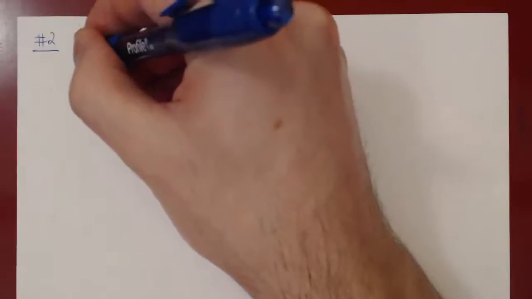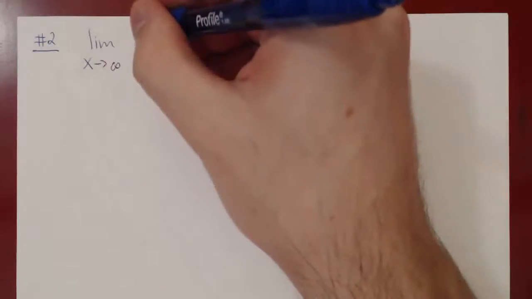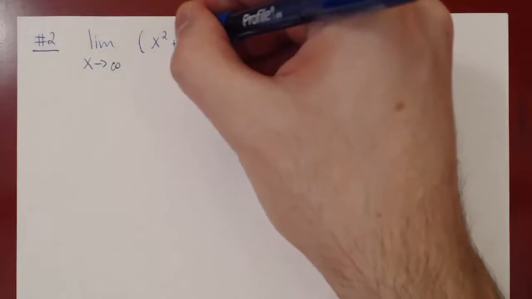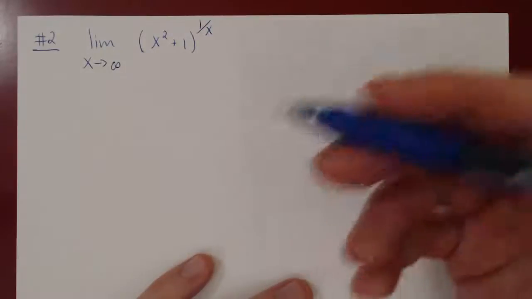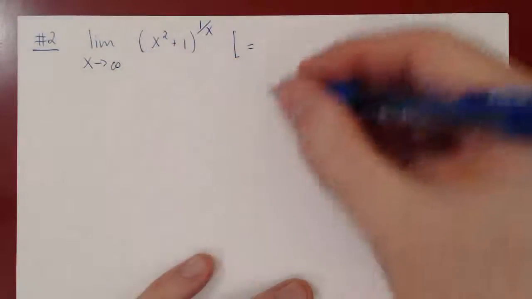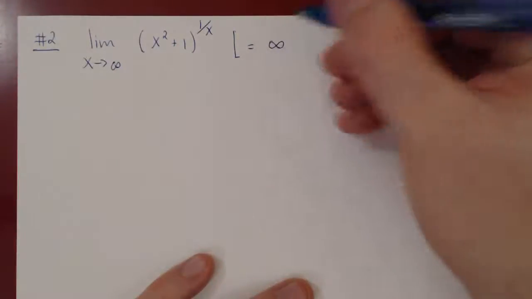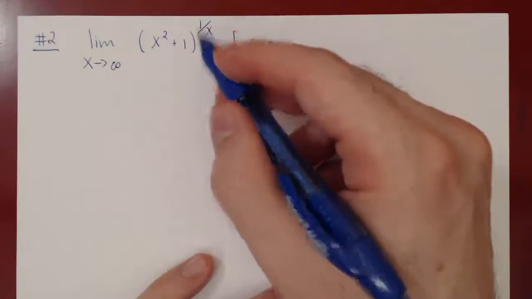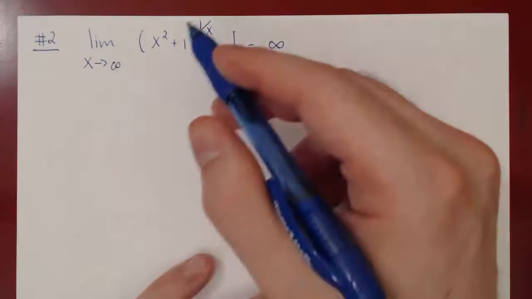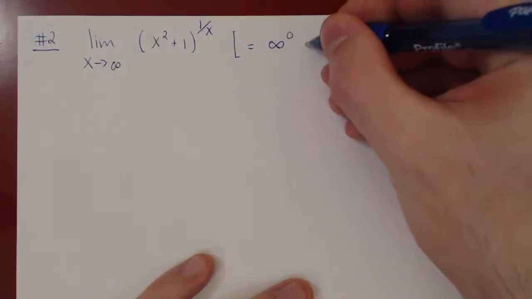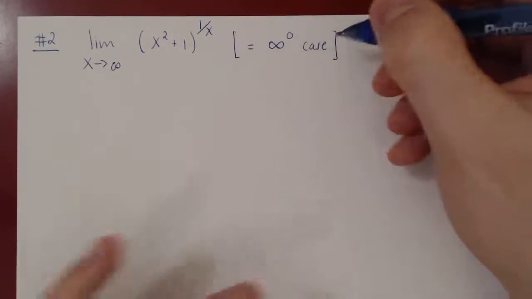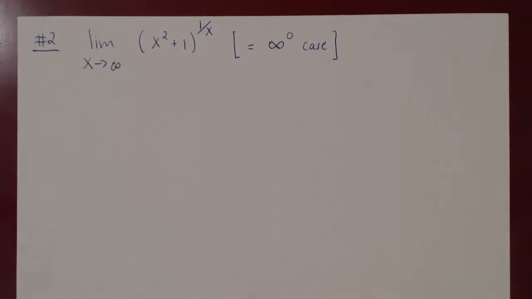We are letting x approach infinity, considering now x squared plus 1 to the power of 1 over x. As always, look at the case that you have. As x goes to infinity, x squared plus 1 goes to infinity. So the base of our expression gets bigger and bigger, but the exponent is 1 over x. As x goes to infinity, 1 over x goes to 0. So we have an infinity to the 0 case, and that is again a rather non-obvious case.